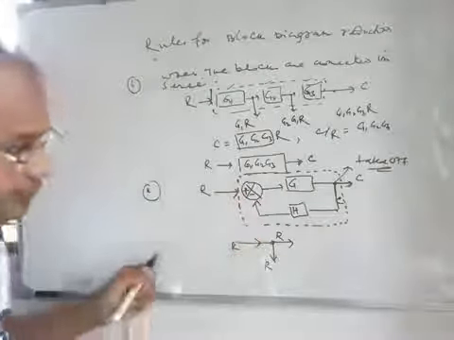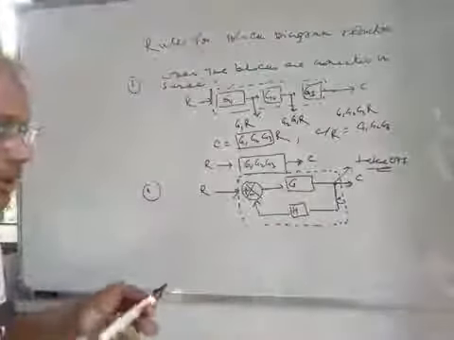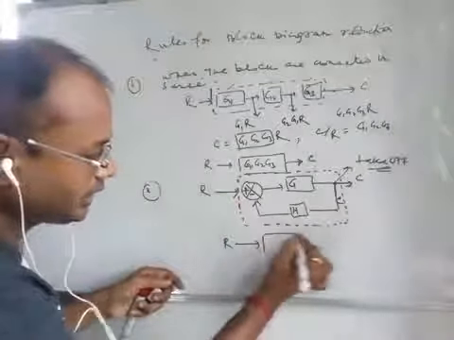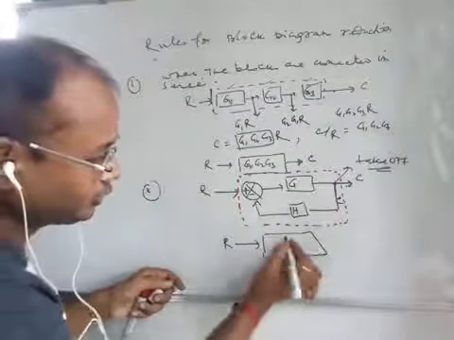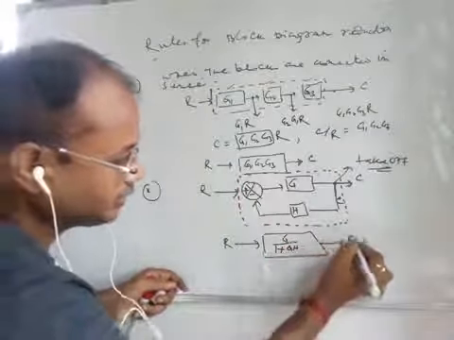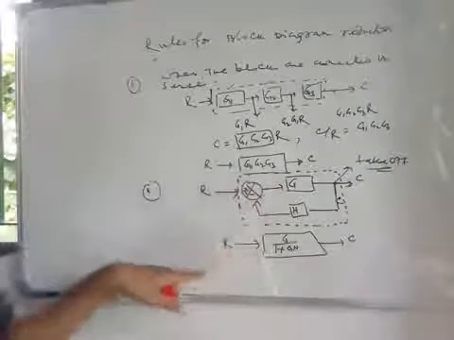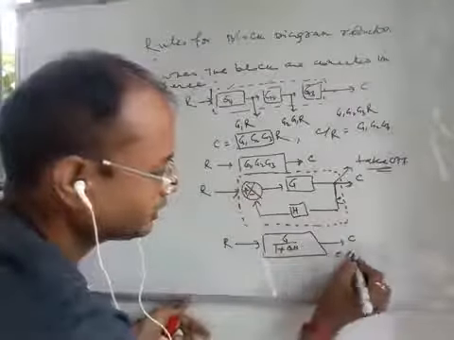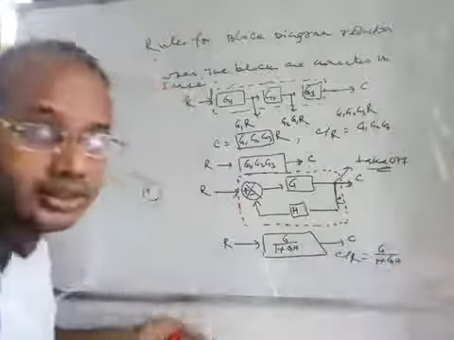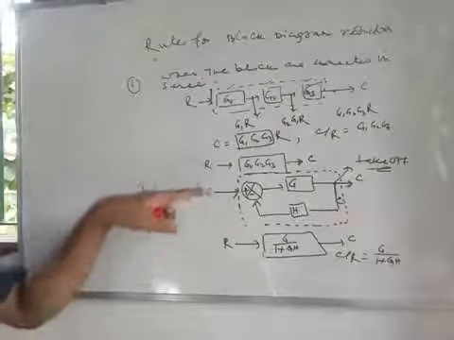Now this path we have already developed. What is the reduced block? As this is a negative feedback, we get G by 1 plus GH, and this is your C. So this is the reduction of this block: C by R is equal to G by 1 plus GH. That is the second block, where the feedback path is given.